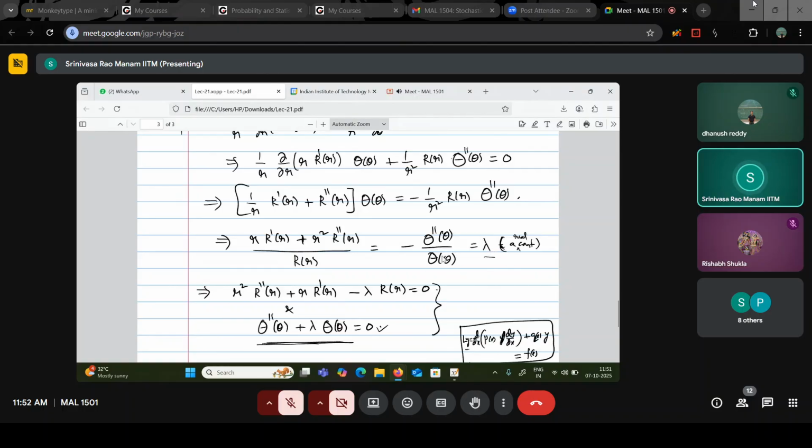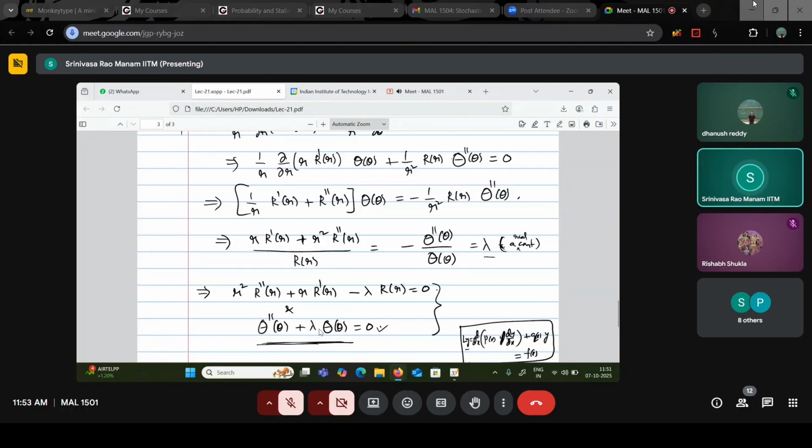So you got 2 ODEs. Now look at this theta double dash plus lambda into theta. This is like your Sturm-Liouville system, right? Theta is the polar coordinate, so periodicity: capital Theta of theta at 0 and at 2 pi should be the same. Similarly, the first derivative is also the same. If you apply these periodic boundary conditions to this second ODE, then you will have a Sturm-Liouville system.